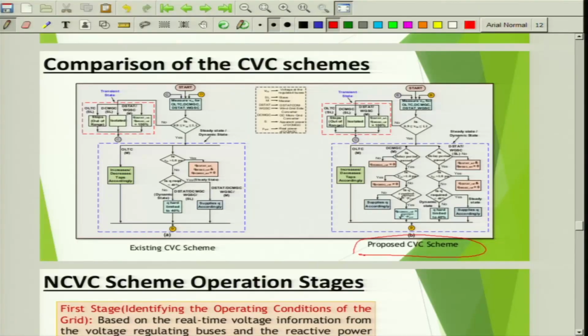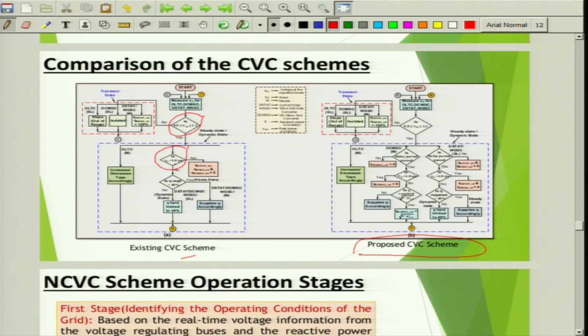Now, we have proposed a coordinated voltage control scheme which is a decentralized scheme, as I already told, and we have compared it with the existing scheme. Now, I will just go through the existing scheme, before we proposed this coordinated voltage control scheme, to help you understand what the state was at that time. See, the existing scheme, first of all, determines which state the system belongs to based on the voltage profile. If the voltage is within the range of 0.9 to 1.1 per unit, it is steady state or dynamic state, and then we check whether the voltage is 1 per unit or not.